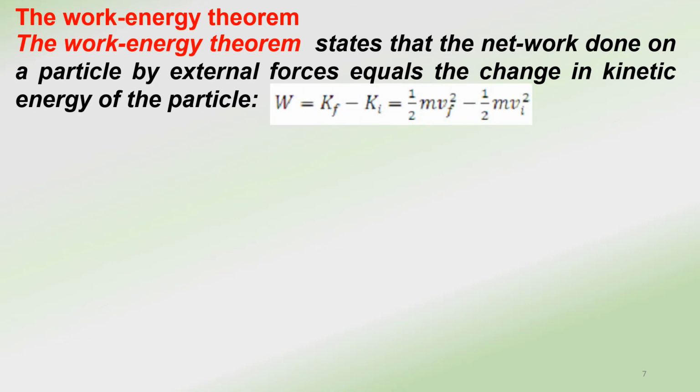This means that the net work, the total work done, which is the algebraic sum of individual works, is equal to final kinetic energy minus initial kinetic energy. Then the net work is equal to 1/2 mvf squared minus 1/2 mvi squared. This is a fundamental theorem that everyone has to keep in mind.